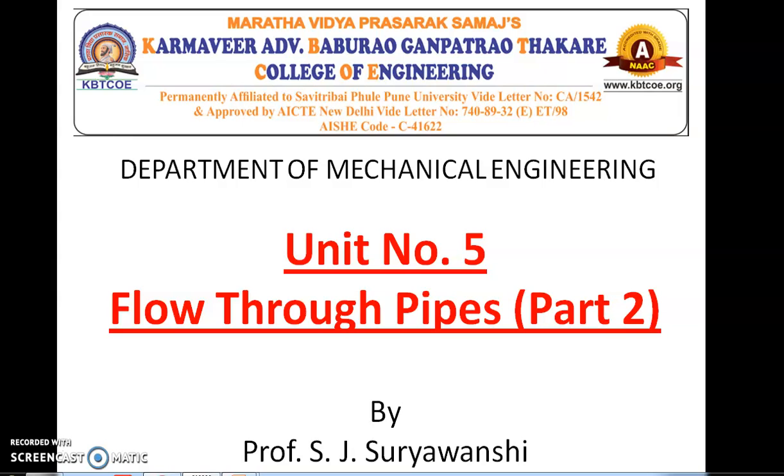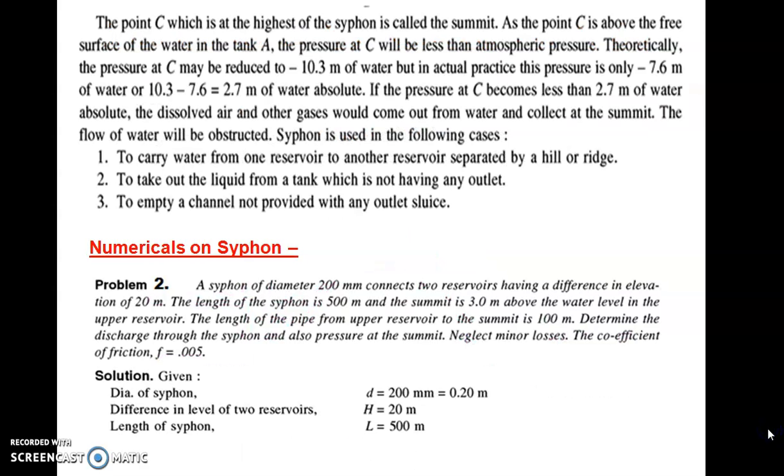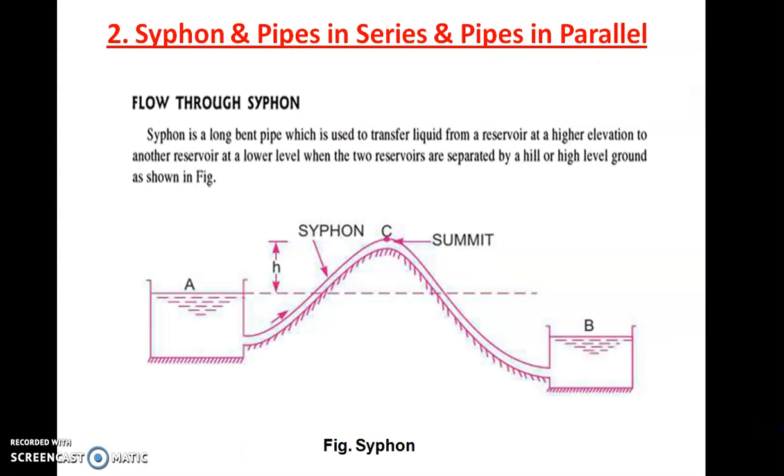We have covered part 1 of unit number 5, flow through pipes, in the last lecture, that is losses in pipes. Now let us cover the second part of unit number 5, that is siphon and pipes in series and pipes in parallel. Now let us understand the objective of using siphon first.